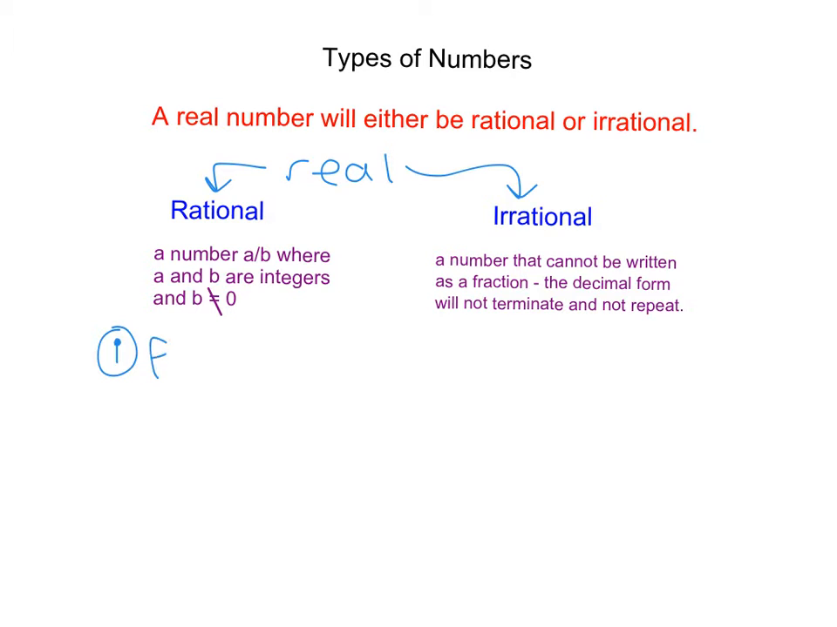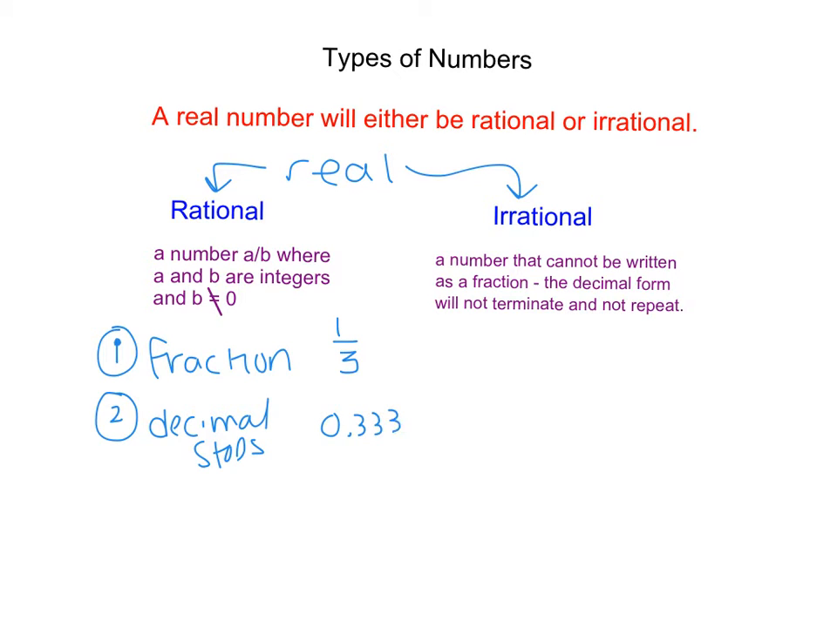First, you could have a fraction. A fraction is considered a rational number. So something, for example, like 1/3. The second option is that you may have a decimal that stops. So something like 0.333. That decimal stops, and because it stops, we could write that as 333 thousandths. So we can write that as 333 over 1,000, and as a result, it can be written as a fraction.